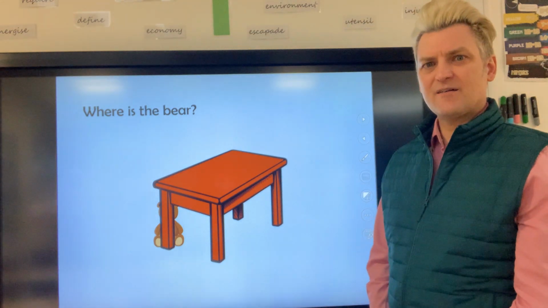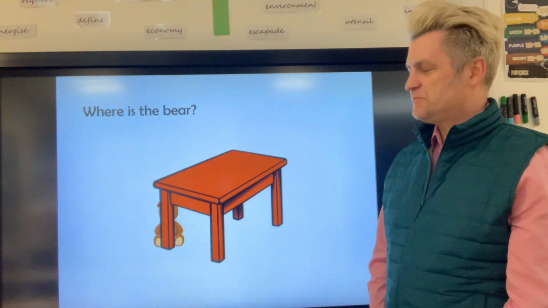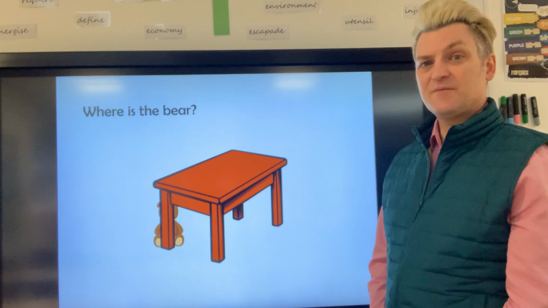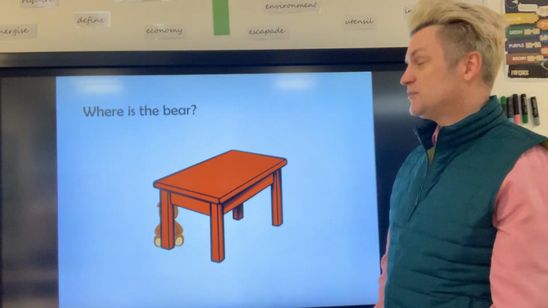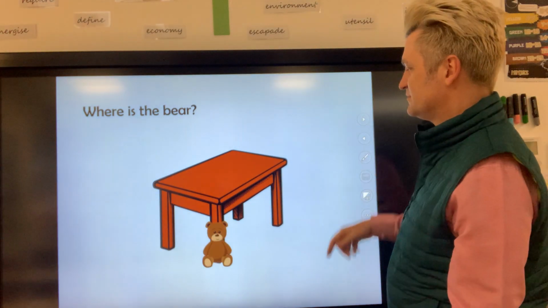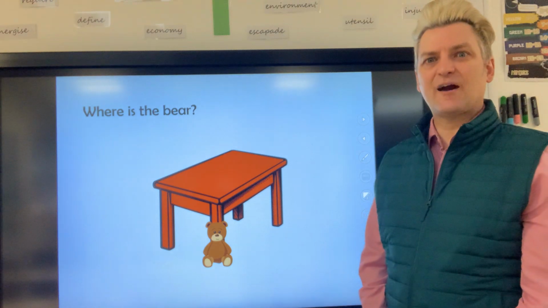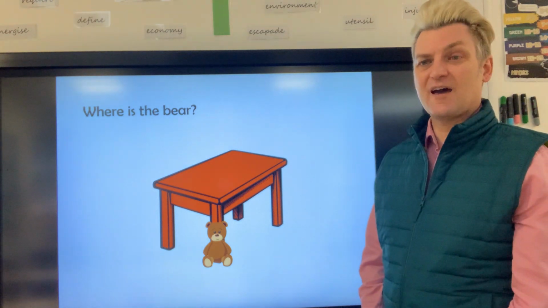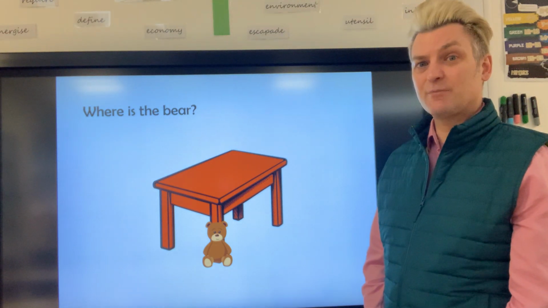Can you see the bear? Where is he? The bear is behind the table. And where's the bear now? The bear is in front of the table.